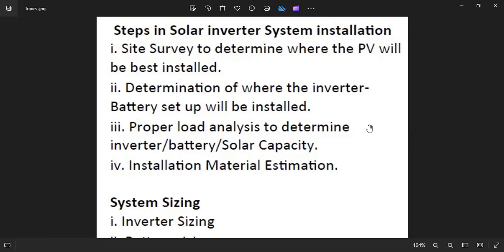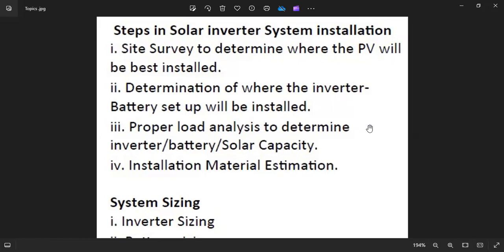Then what is the next thing to be considered? Which direction will you install it to have the best sun rays fall on these solar panels? The best direction is south facing. We are in the northern hemisphere, so our solar panels need to be installed south facing. That is, they should be tilted towards the south, and they should be tilted at an angle equivalent to the latitude of the location you are installing it.